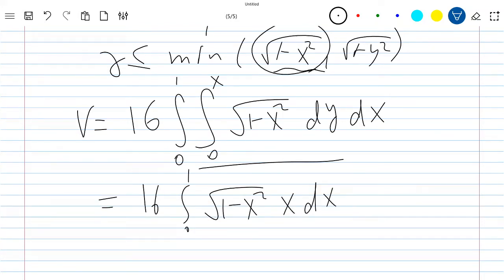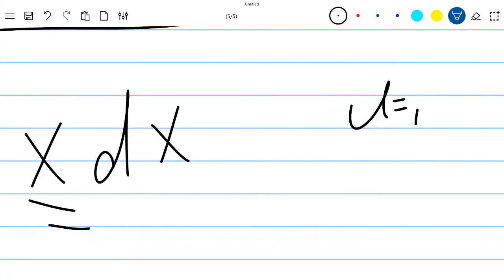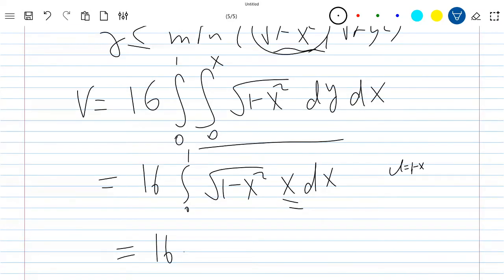Ooh, really nice, right? Because if you don't have this x, then you have to do the trig substitution. Now it's just u substitution. So let's do the u. u equals 1 minus x squared. So this equals u to the 1/2, and this is x squared here.